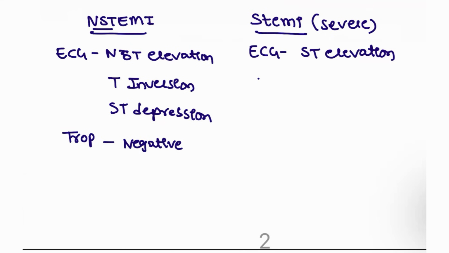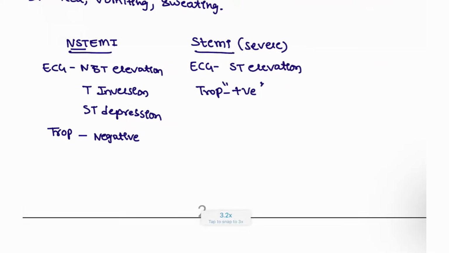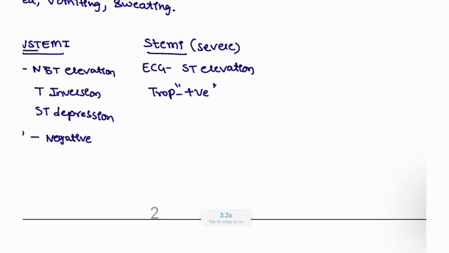Here it is, TROPs is going to be positive. So this is the major change between the NSTEMI and the STEMI. Next, what is the treatment of choice for this patient? When the STEMI patient is presented, what is the treatment of choice that you are going to give?